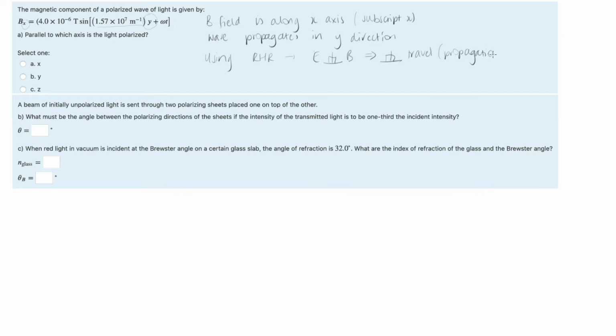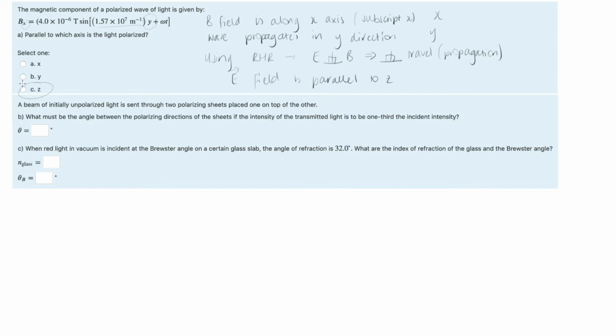So since the B field is in X, the wave is propagating in Y, that must mean the E field is parallel to the Z axis. So it should be parallel to the Z axis. Okay. That's part A. Part B.